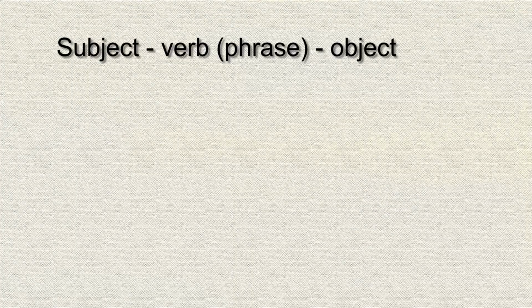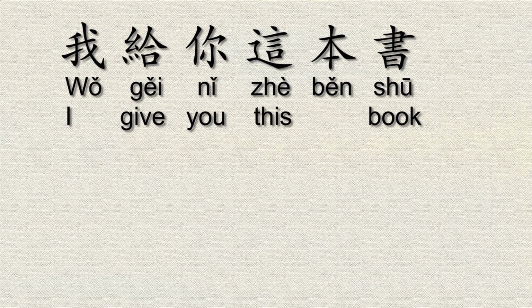I'm going to give you an example of how this is used. In Chinese, sentences normally go subject, verb or verb phrase, and then object. A very simple example of that is 我给你. I give to you. I give something to you. These sentences can have more words built up around them, like 我给你这本书. I give you this book, okay?